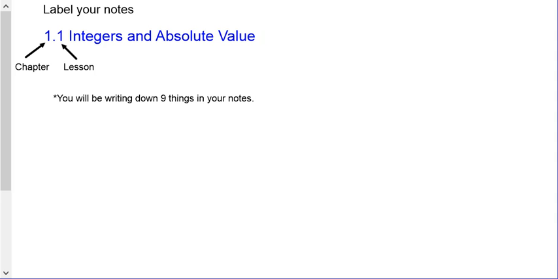In your notes, make sure you label the title 1.1, integers and absolute value. And for your reference, the first number is referencing the chapter number, and the second one is referencing the lesson number. Okay, so today we are doing Chapter 1, Lesson 1. At the end of your notes, you should have 9 different things written down, and they are all labeled in green writing. So if something is in green, that means it is meant for you to write down in your notes. All right, let's get started.